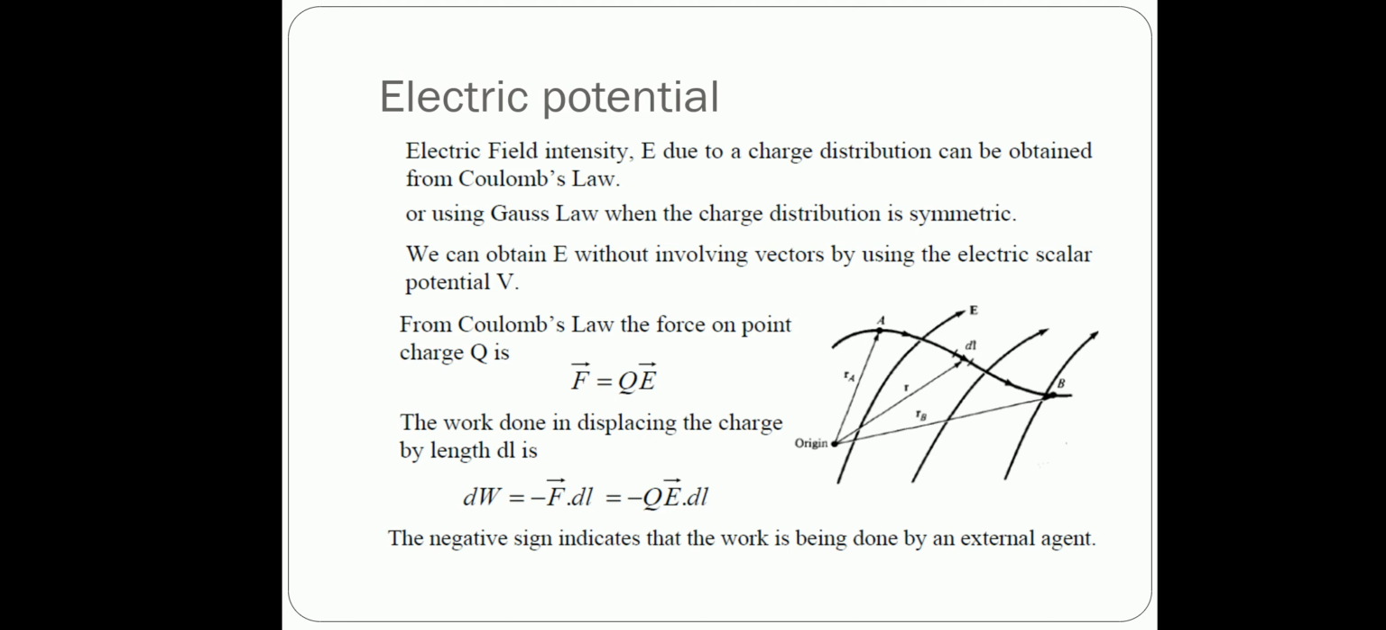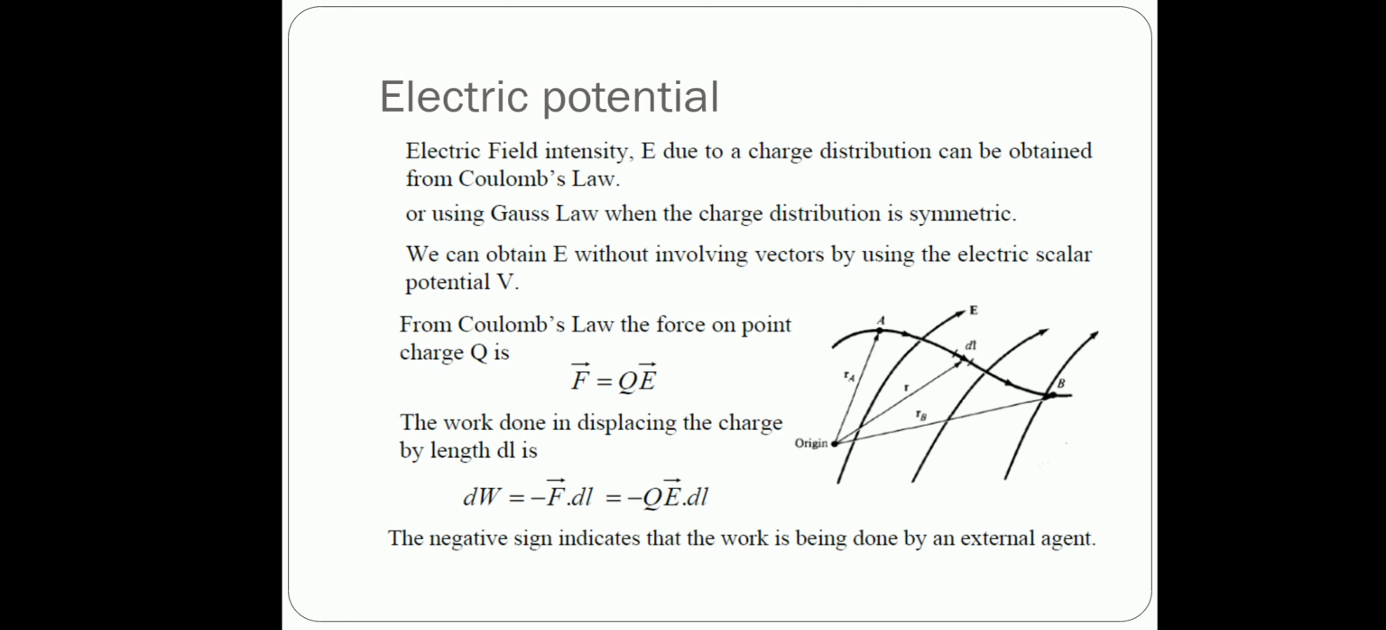There is a negative sign. The negative sign indicates that the work is being done by an external agent. If you have a charge Q at point A, then you need to move that charge to another point B, or by a small distance dl.